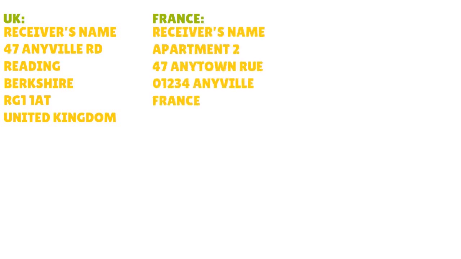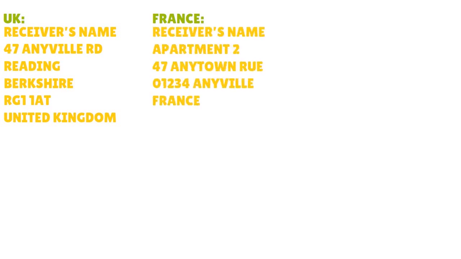Here is an example for the UK. In the UK, it's common to include the county or metropolitan area before the postal code. So you can see the receiver's name on the first line, second line the address, third the city, the county, and the postcode. Okay, so that's really cool. So that's for the UK. As you can see, in the UK you have 6 lines, whereas in France the postal code precedes the town or city name.